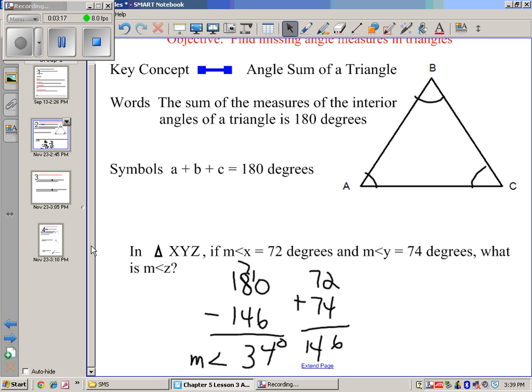Nothing too complicated there. You just have three angles. They have to add up to 180. I'm just looking for the missing piece. Okay, let's move on.